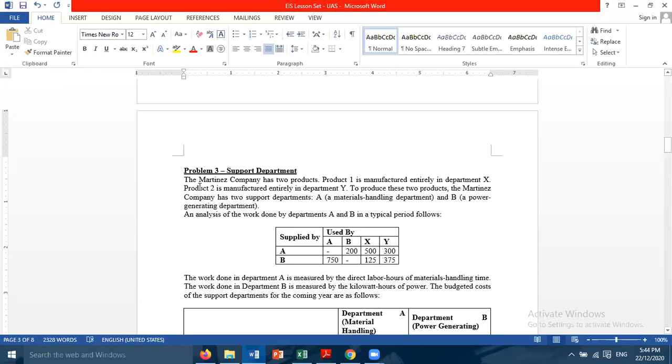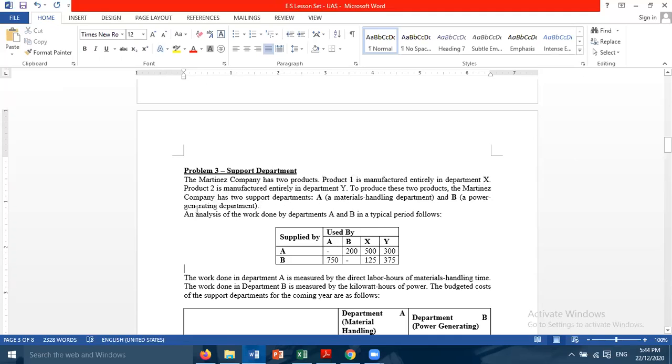Okay, so this is the support department problem. Problem 3. The Martinez company has two products. Product 1 is manufactured entirely in department X. Product 2 is manufactured entirely in department Y. To produce these two products, the Martinez company has two support departments, A and B, whereas X and Y are operating departments. Why? Because they directly add value to the product, which in this case is product 1 and product 2.